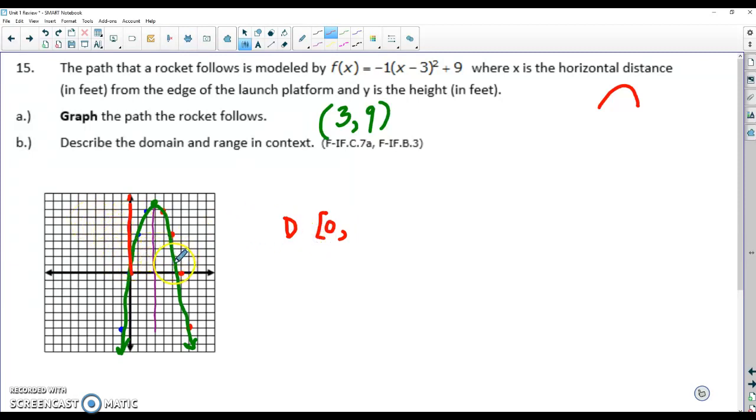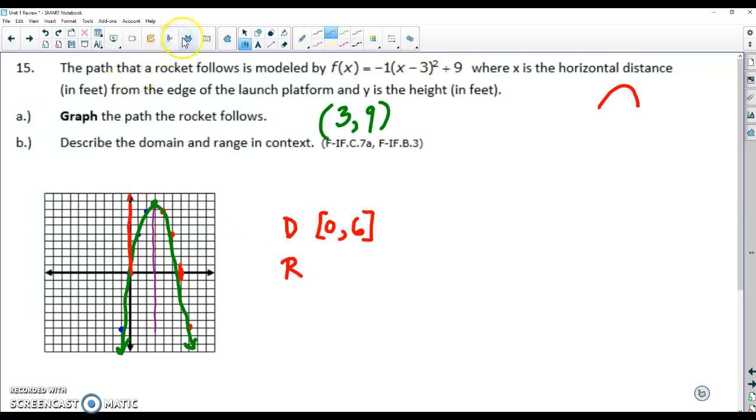Also, we're going to cut this graph off right at this point because as we go beneath here, that indicates the height, and the height is not going to go underground. So we're going to cut it off here at, I believe, 6. Let me just count it up: 1, 2, 3, 4, 5, 6. So our domain goes from 0 to 6. What does that mean in context? The graph starts 0 feet away from the platform and ends 6 feet away from the platform. And you would have to write that down in the sentence.